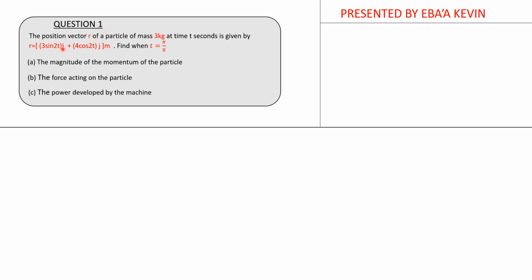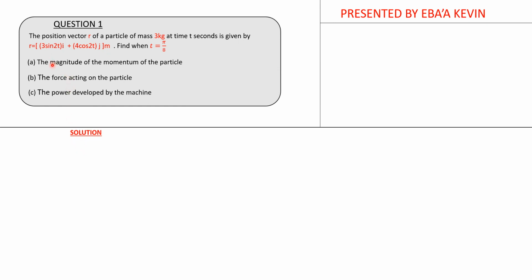Okay, the question reads: the position vector r of a particle of mass 3 kilograms at time t seconds is given by r equals 3 sin 2t i plus 4 cos 2t j meters. We are asked to find, when t is equal to pi on 8, (a) the magnitude of the momentum of the particle, (b) the force acting on the particle, (c) the power developed by the machine. So let us go into the solution of this question.